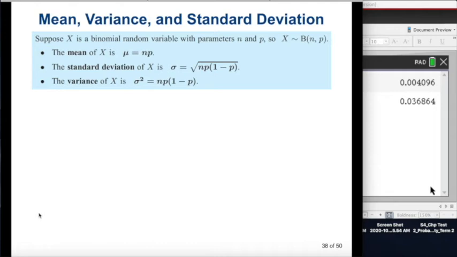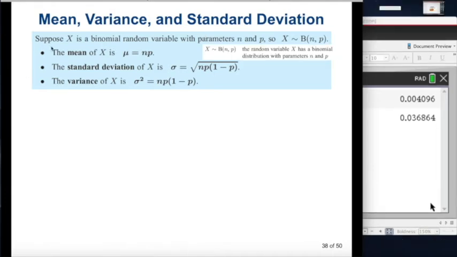Right, next we're going to go through the mean, variance, and standard deviation of the binomial distribution. Suppose X, uppercase X, is a binomial random variable with parameters n and p. So a random variable X has a binomial distribution with parameters n and p. When you see this notation, this is what it means.